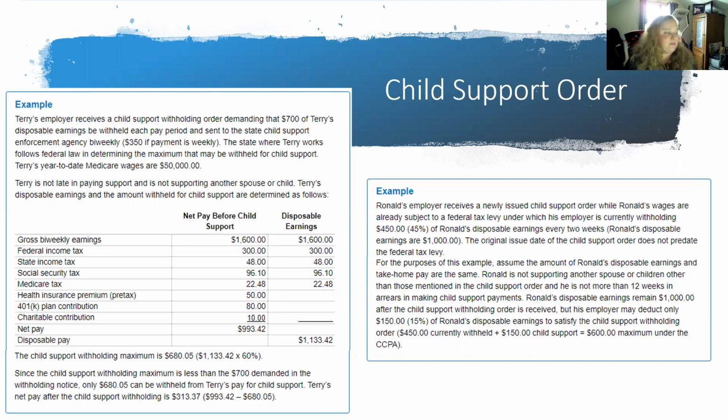Okay. So we're going to take his biweekly earnings of $1,600, his federal income tax, all of the taxes we're going to take out to calculate his disposable earnings. His health insurance, 401k, and charitable contribution are not required by law. Thus, they're not going to come out of his disposable earnings. So to figure out the max amount we could withhold, we're going to take the $1,133.42 and multiply by 0.6 or 60%. And that's the maximum amount that can be withheld for the child support order. They're asking for $700, but 60% is only $680.05. So unfortunately, they're not going to be able to withhold the full amount because it exceeds the 60%.